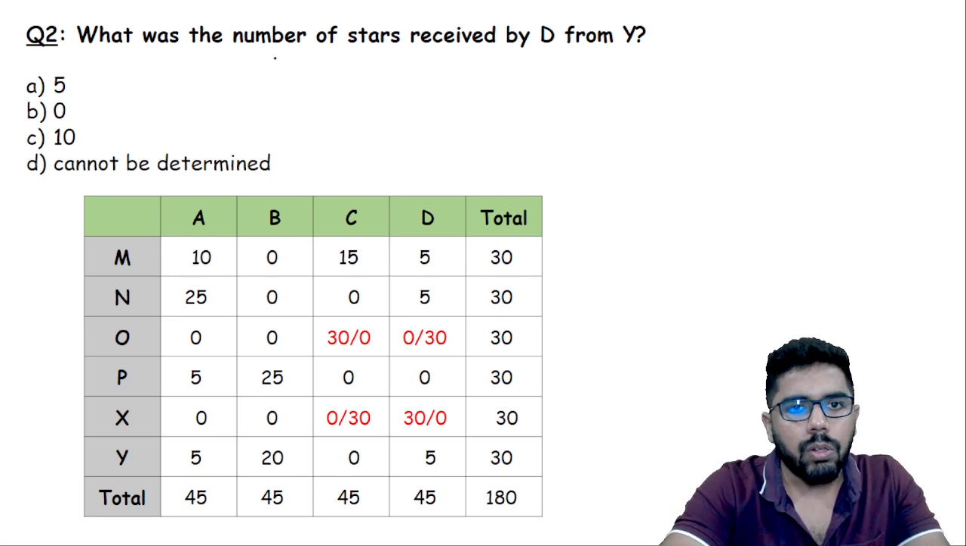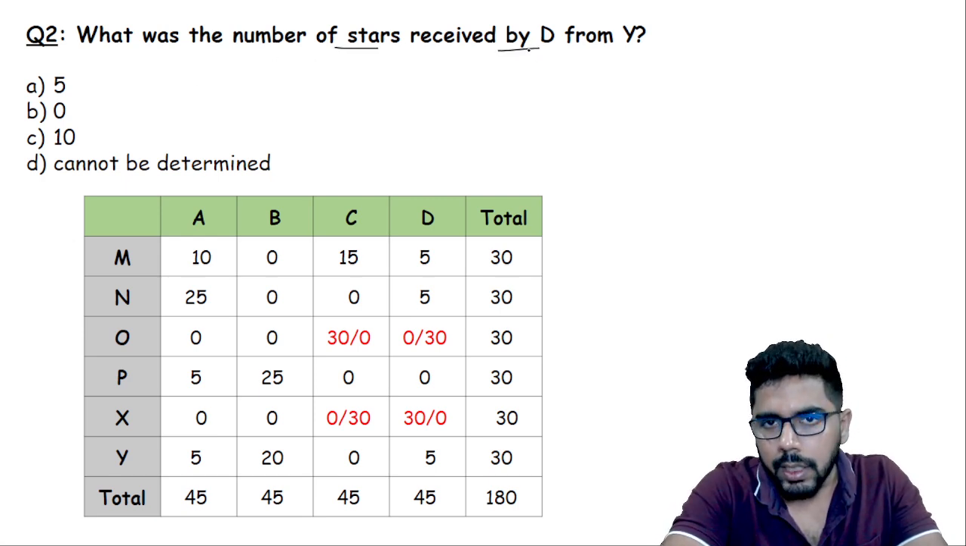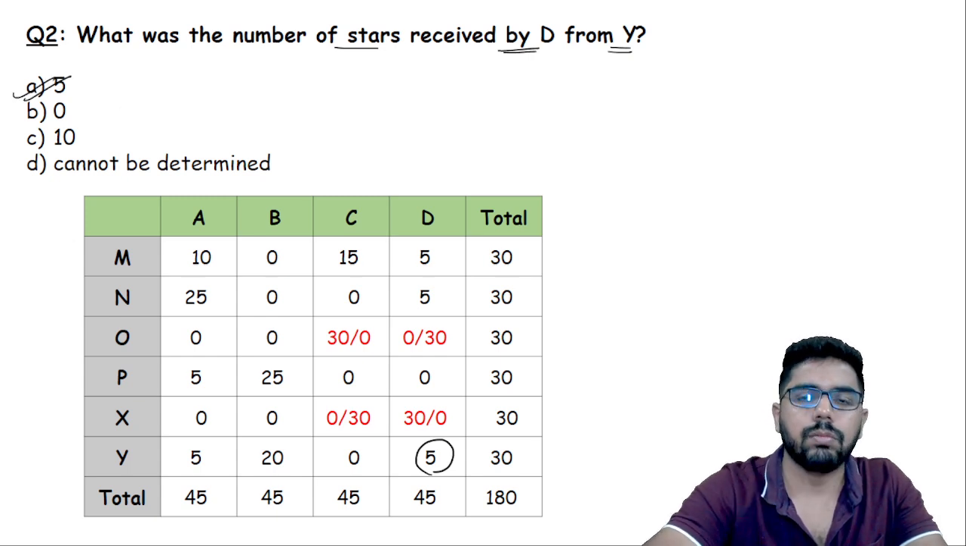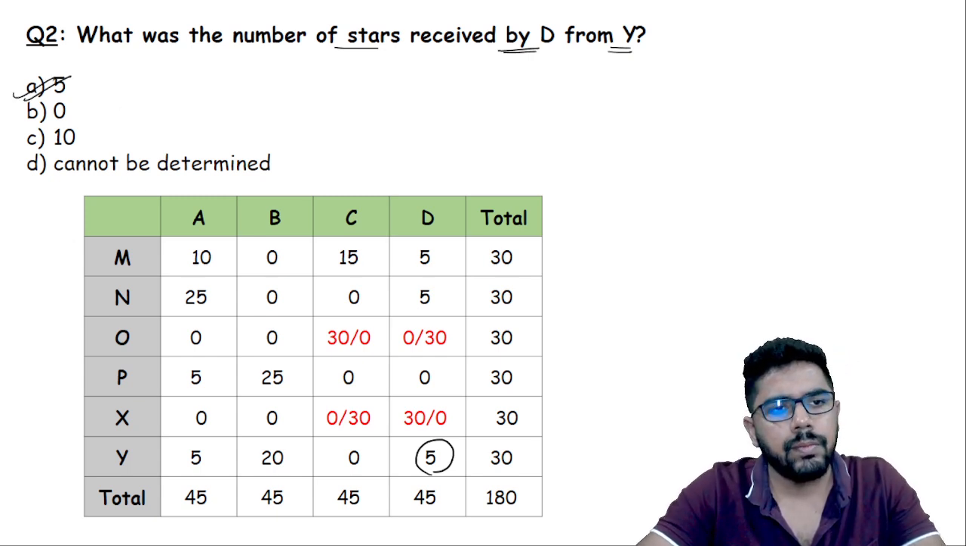Going to the next one, what was the number of stars received by D from Y? D from Y, it is 5 stars. So option A. Now it is easy.